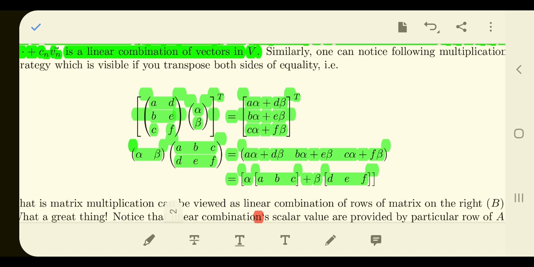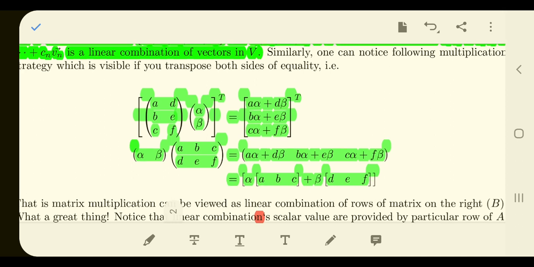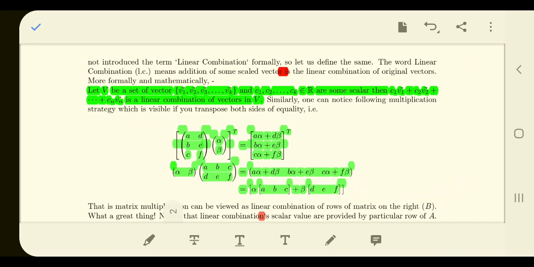What is important is the word linear combination. Let us define it properly, because we have not yet defined it so properly. In simple terms, whenever you take a collection of vectors, scale them by some quantity, maybe different for each, and then add them up, the generated vector is called a linear combination of that collection of vectors.